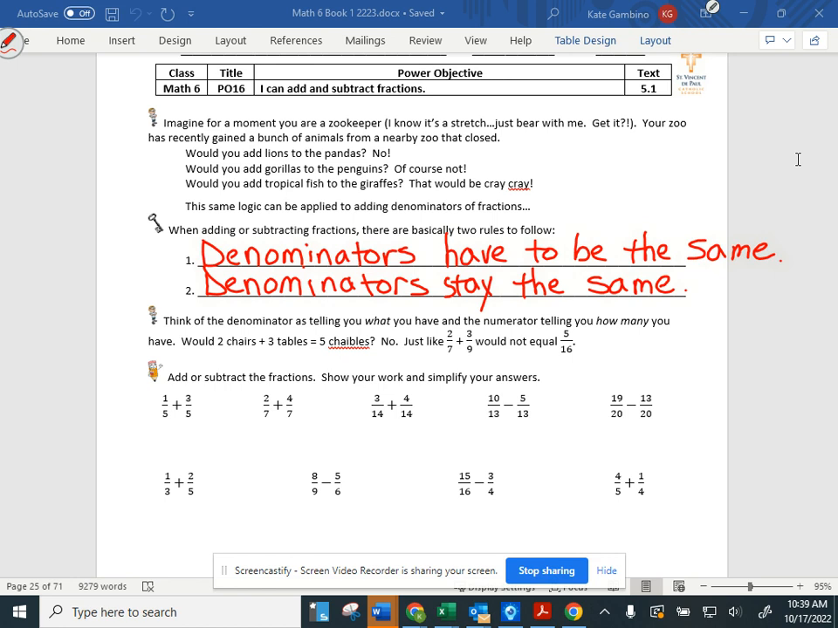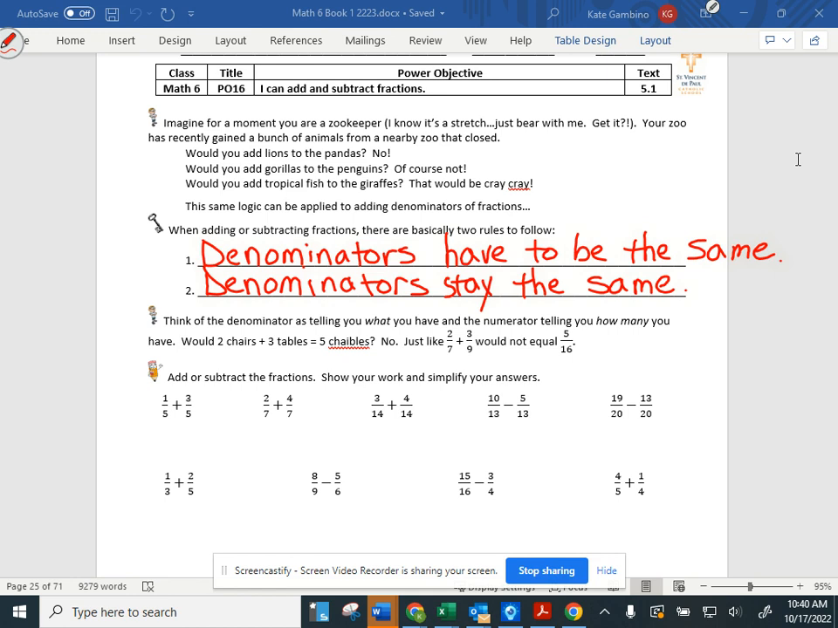So think of the denominator as telling you what you have, and the numerator telling you how many you have. Would 2 chairs plus 3 tables be 5 tables? Yeah, that's just silly. We don't know what a table is. No, just like 2 sevenths plus 3 ninths would not equal 5 sixteenths.